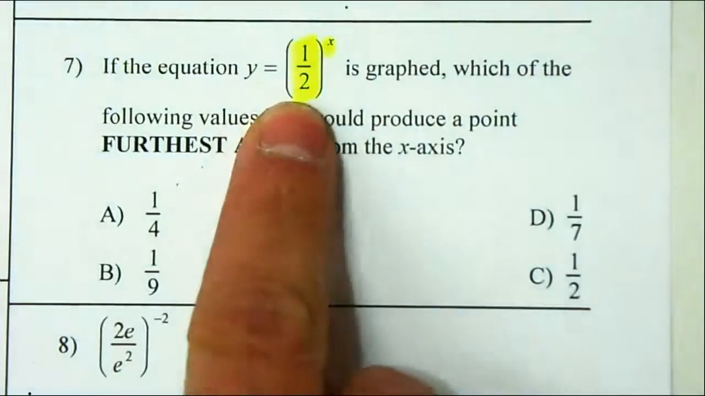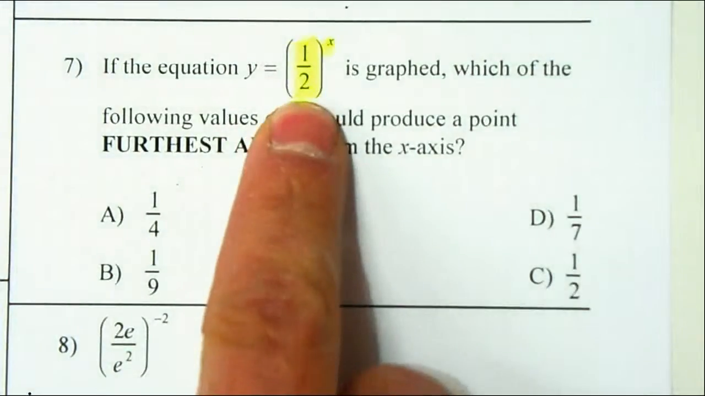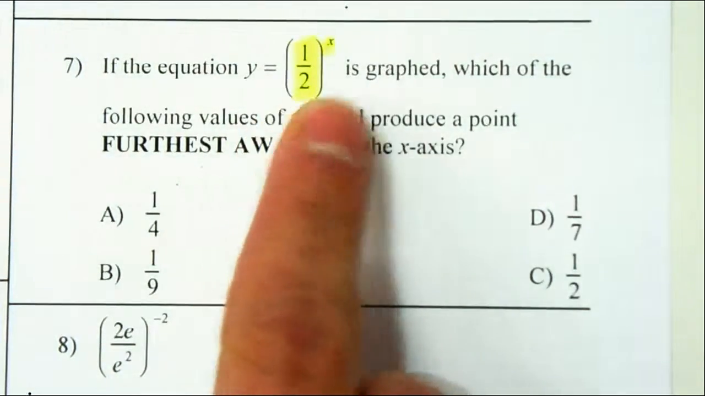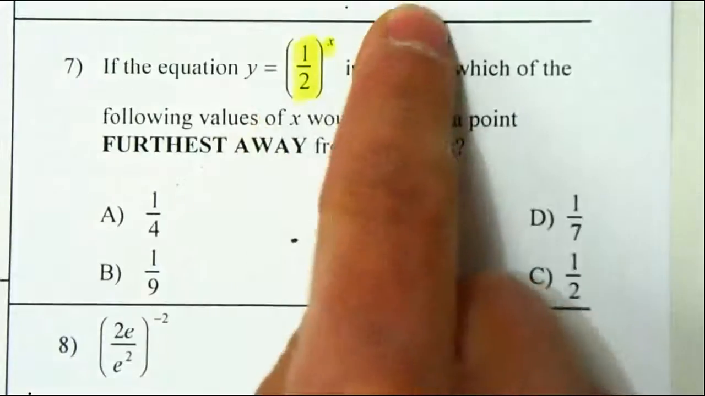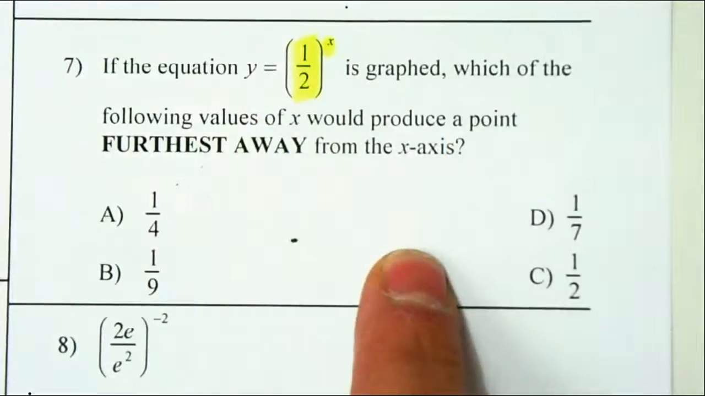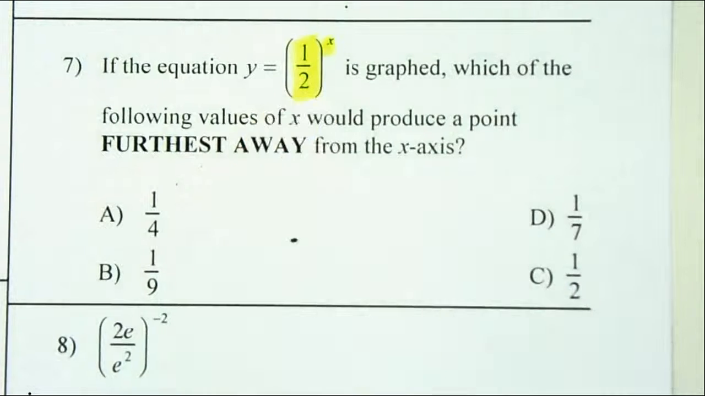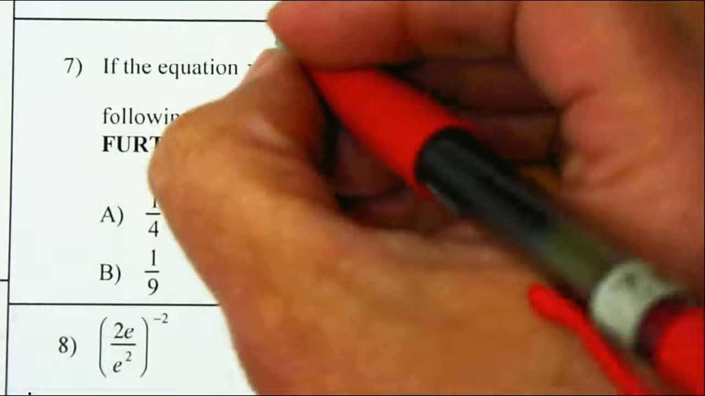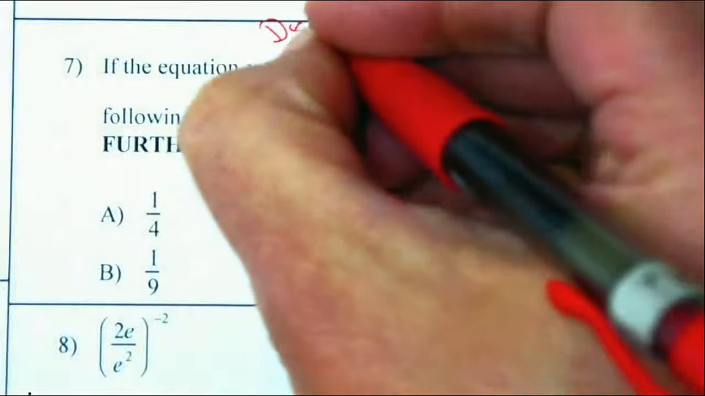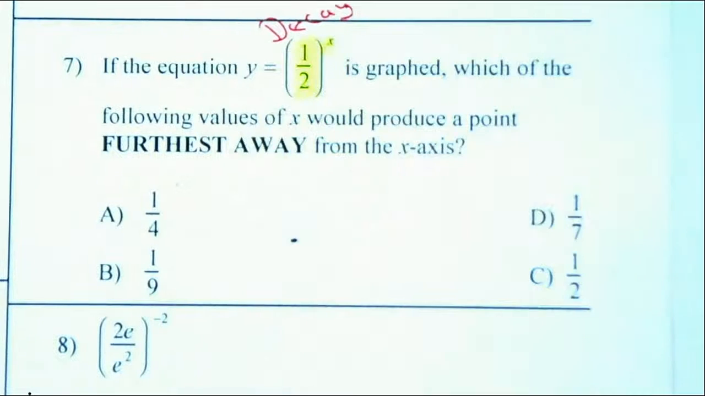This is 1/2 to the power of x. So as you multiply 1/2 over and over again, is it going to get bigger or smaller? Correct. If the number is less than 1, then as you multiply over and over again, this is going to get smaller, so this is going to be a decay, exponential decay.